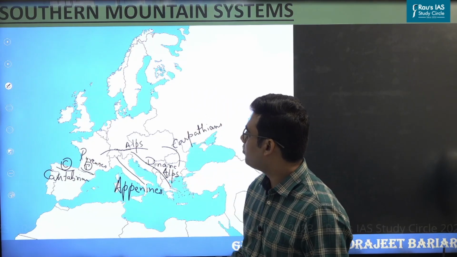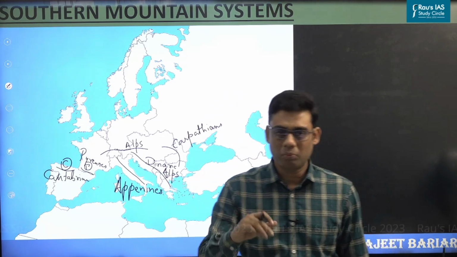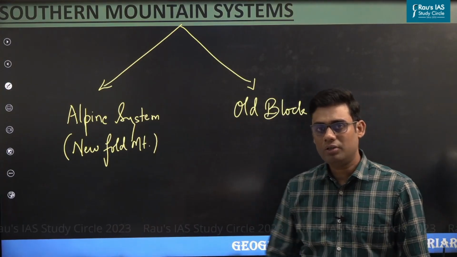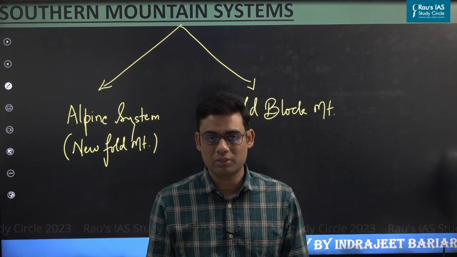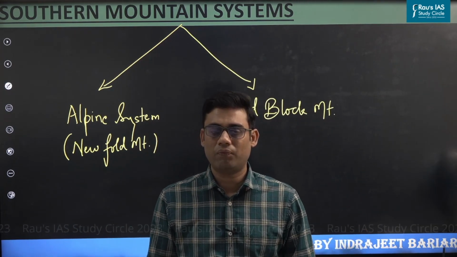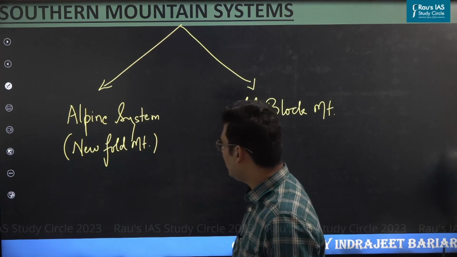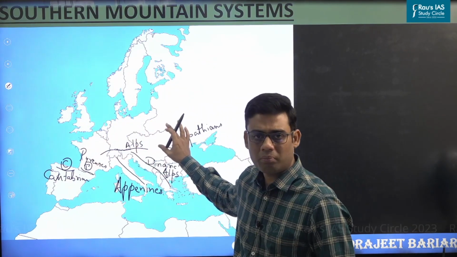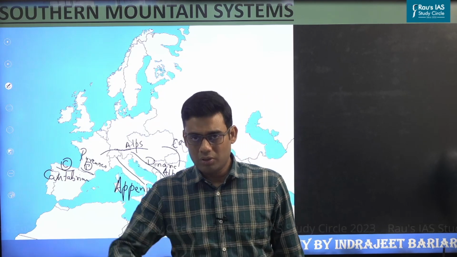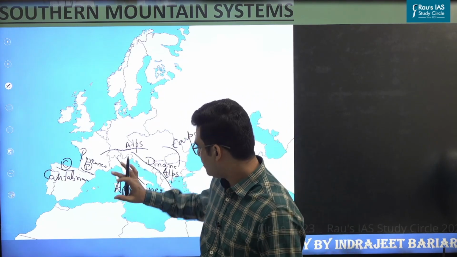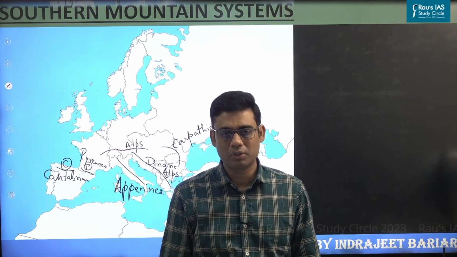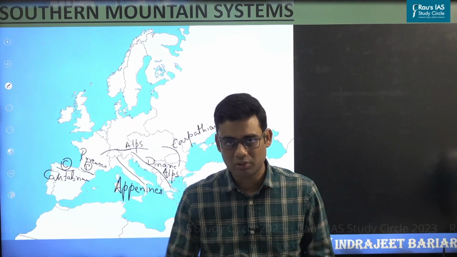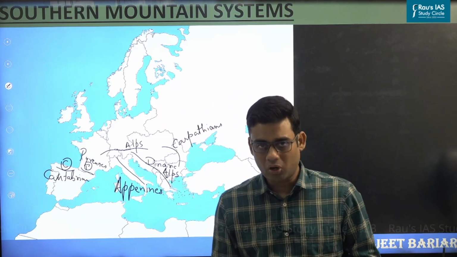After that come the block mountain systems, the old block mountain system. Now these old block mountain systems are nothing but fractured remains of an old mountain system, and this mountain system roughly extended over Europe over here, and it existed prior to the formation of the Alps. So when the Alps were forming, due to the pressure from the Alps, the old mountain system was fractured at a number of places, and now it is present in the form of block mountains.